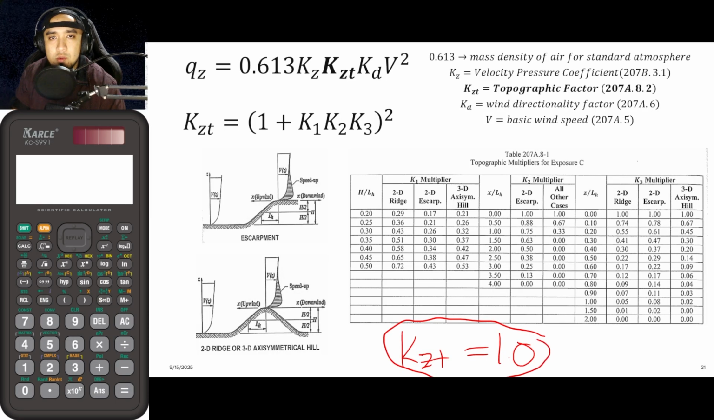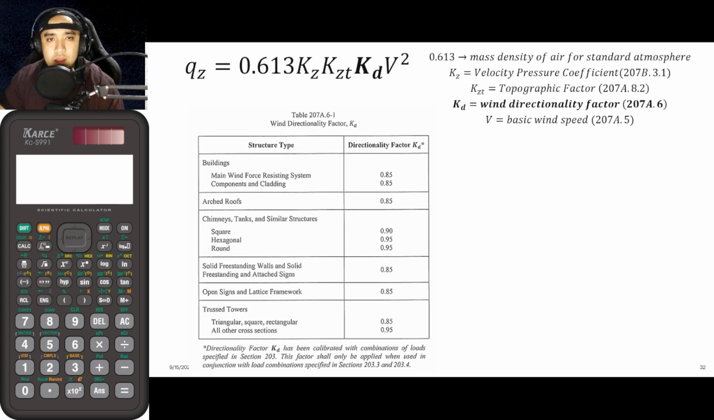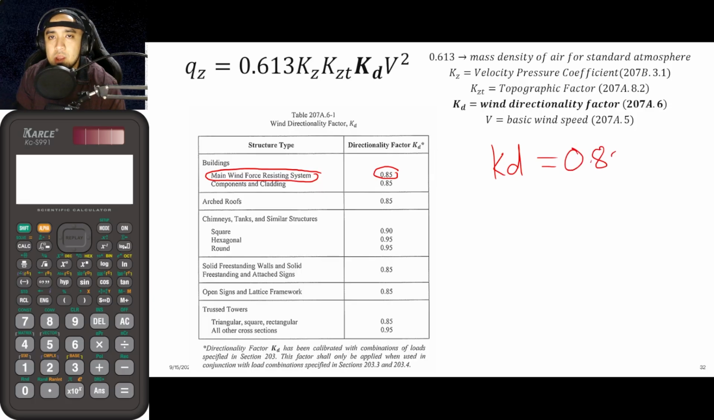Okay, since we cannot make use of any of these values, as once again it is not located on top of an escarpment, nor a ridge or a hill, we already have the value for KZT. What about the value for KD? The value of KD depends on what kind of structure we are analyzing. Since the problem indicates that we are to solve for the pressure for the main wind force resisting system, or MWFRS, this is the value that we will be getting. So from that, guys, the value for KD is equal to 0.85.